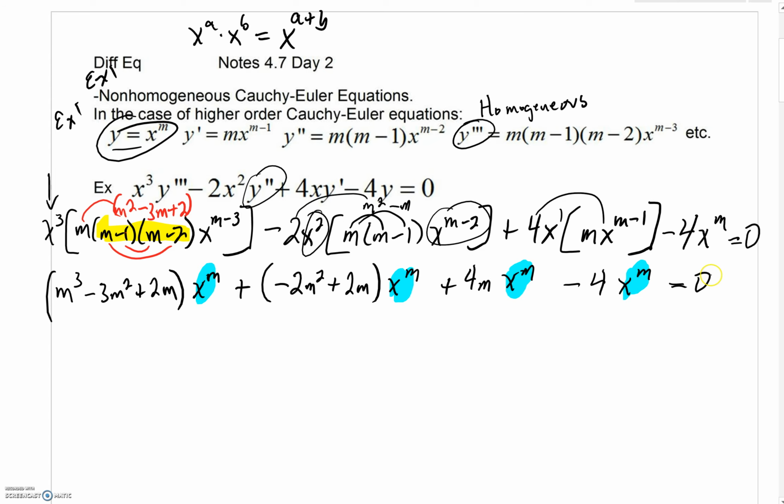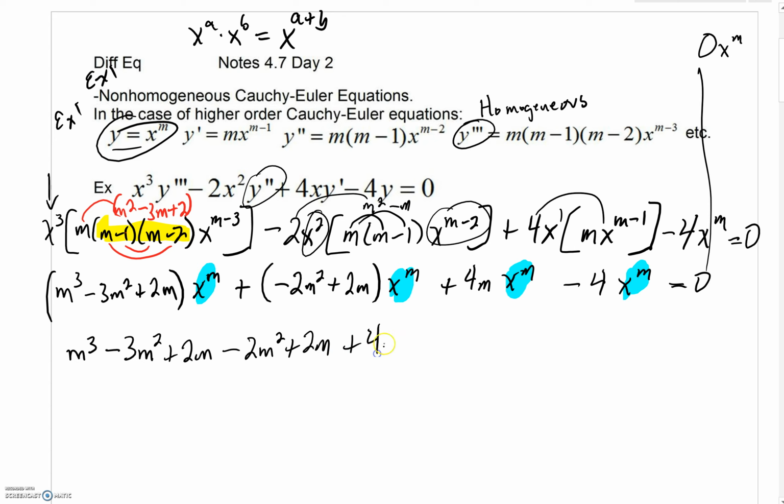Or we could look at the right-hand side and say, look, the coefficient in front of x to the m on the right is a 0, so all of these other coefficients have to add up to 0. End of story, you get the exact same end result. You have m cubed minus 3m squared plus 2m. Then right here we'd have a minus 2m squared plus 2m. Then we'd have a plus 4m minus 4. And all of this will equal 0.